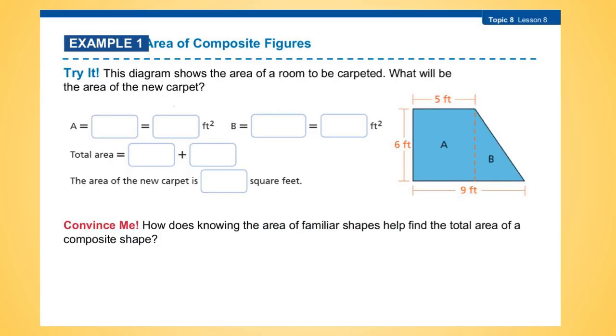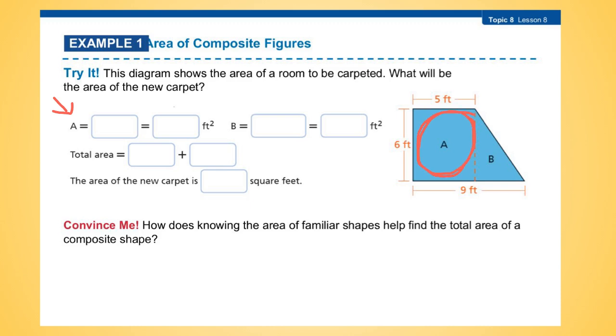This is the try it at the bottom of page 482. And it says this diagram shows the area of a room to be carpeted. What will be the area of the new carpet? Okay, so we have a lot of boxes here. So let's go ahead and assign some of them. So this is the area of section A right here.